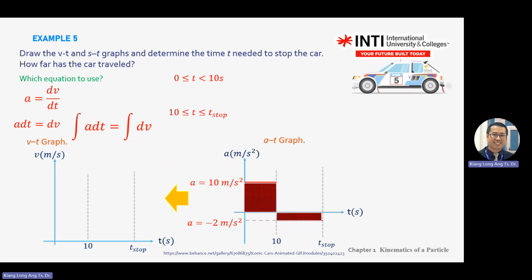Again, if you don't know something, just put a letter there. What is important is the limit that you put. On the left-hand side, integrate a dt, you start from 0 to 10. The time is from 0 to 10. On the right-hand side, integrate dv from 0 to 10 seconds.